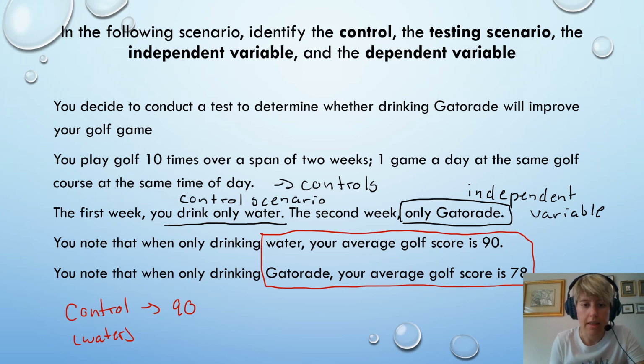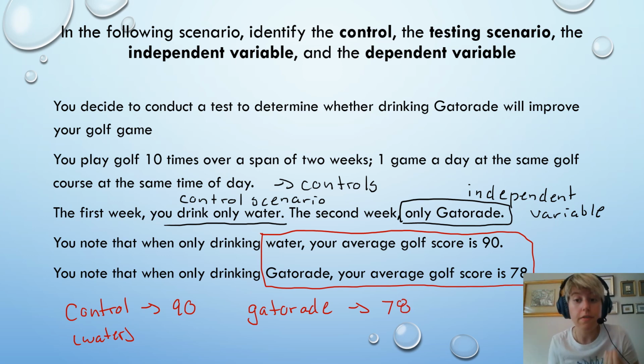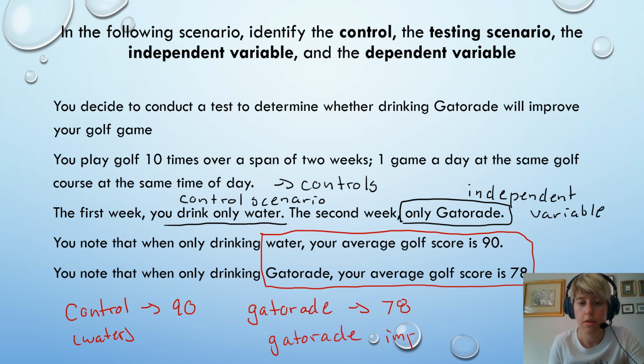So if we're looking at the experiment, so with Gatorade, we see that the average score is 78. And we can see that there is a substantial difference between just water and Gatorade. So if we were looking at what would be our conclusion from this experiment, we would say that Gatorade does improve the score.